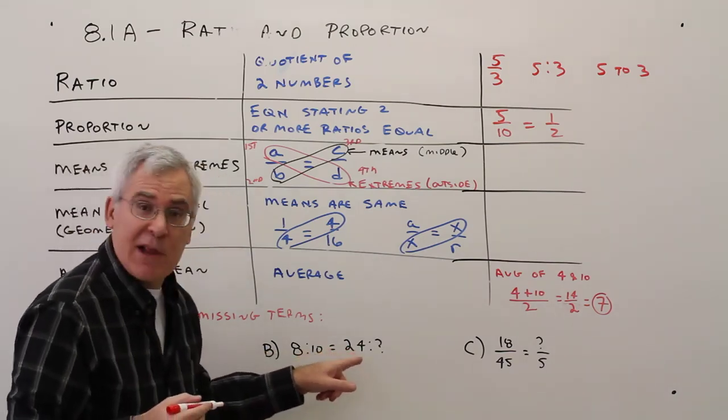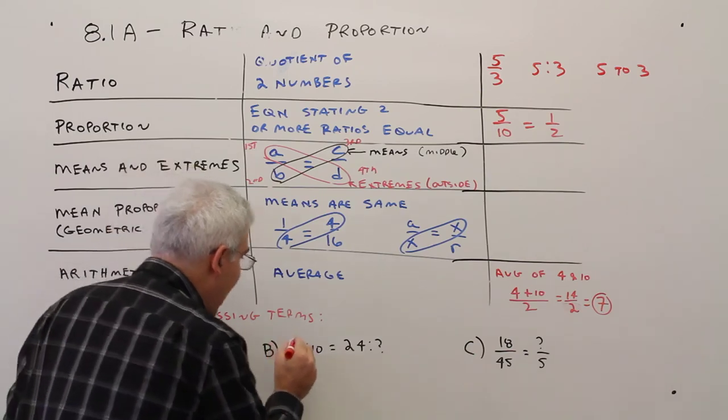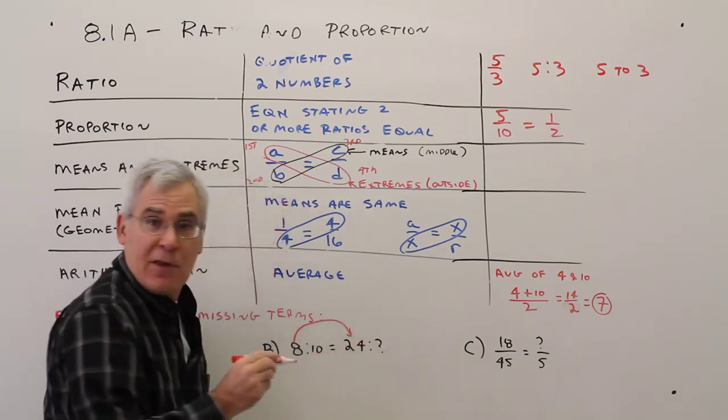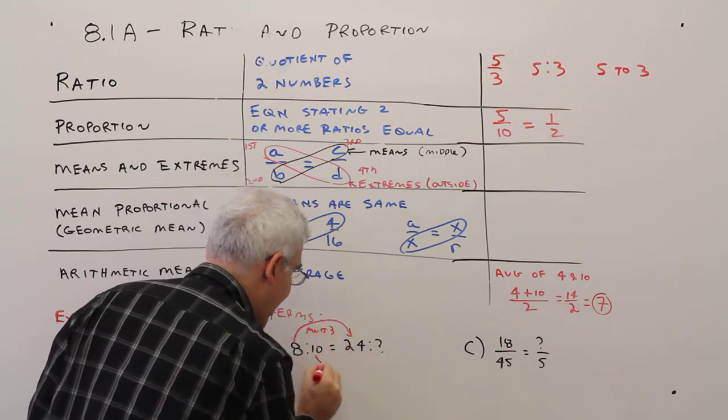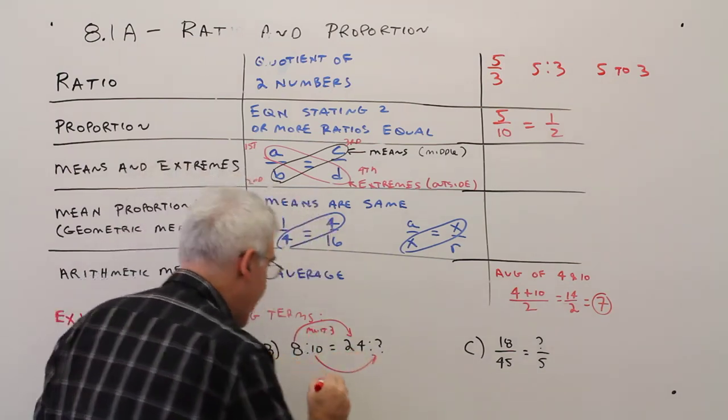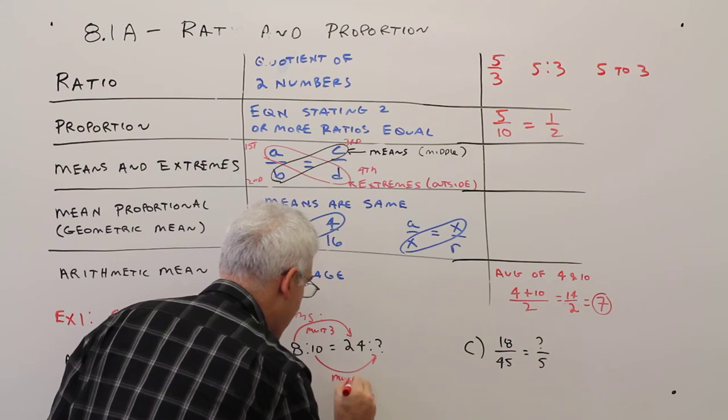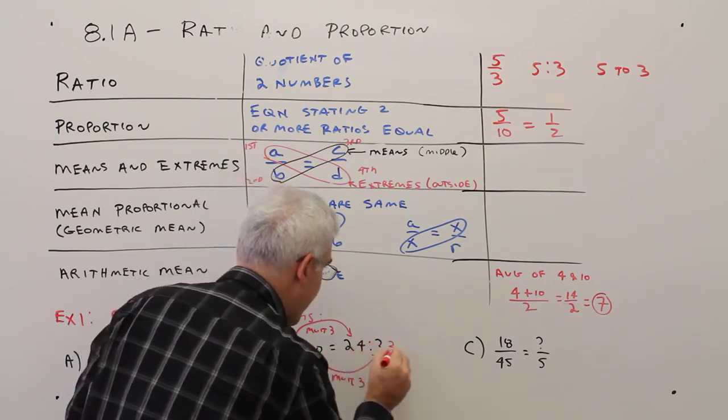8/10 equals 24 over question mark. How do I get from this first thing to this first thing? I just multiply by 3. So how do I get from this second thing to this second thing? I multiply by 3. And that's going to be 30.